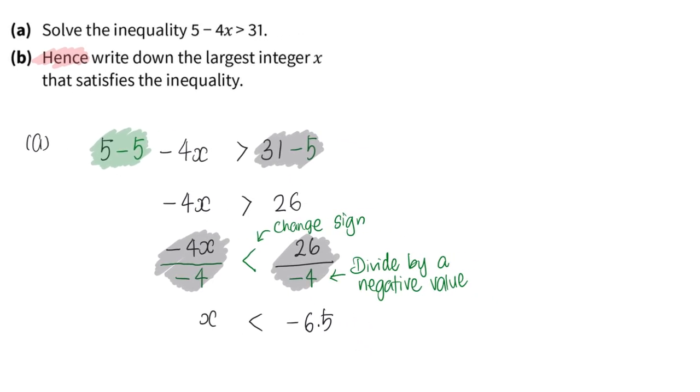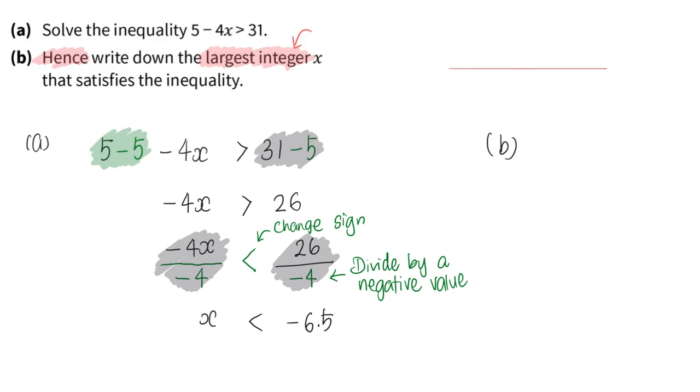Now for part B, which requires us to look at this inequality. They want the largest integer. What is an integer? Can an integer have a decimal? No. No fractions, no decimals. So in this case here, x must be less than negative 6.5. And if you don't already know, this is just purely for rough working. I'm going to draw at the top for rough working.